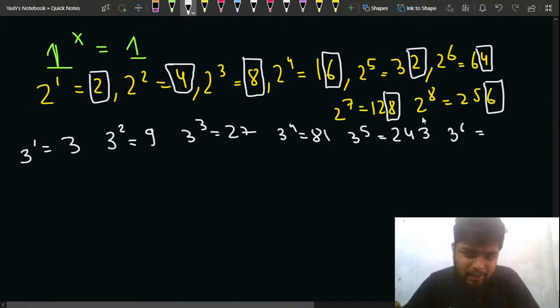Then 3 to the power 6 will give me what? I am not multiplying, but you can see that in 3 to the power 5 the last digit is 3. So here also the last digit will be 3, right? 3 to the power 7 will give me something, but since this was 9, I multiply another 3.